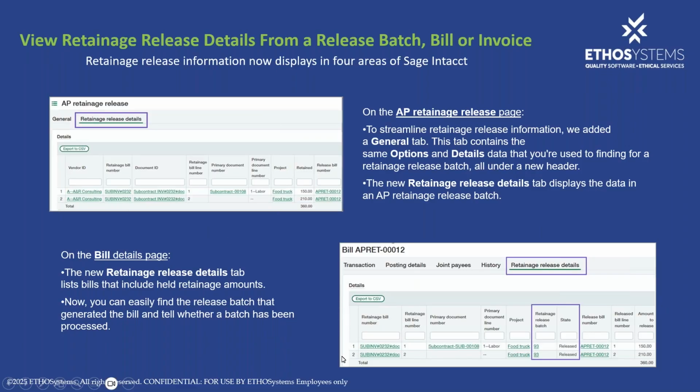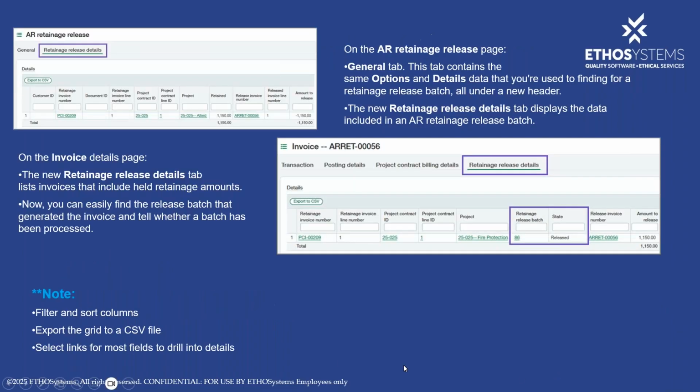On the bottom here, we have an AP retainage invoice or bill. And then you've got that retainage release details tab there. And you'll be able to easily find that release batch that generated the bill and tell whether the batch has been processed or not. Retainage release batch, it'll let you drill into the batch. And also the state. State never really means like California, Oregon, Washington. It always means like, where is it? Is it ready to be approved? Has it been released? So all of that is at your fingertips.